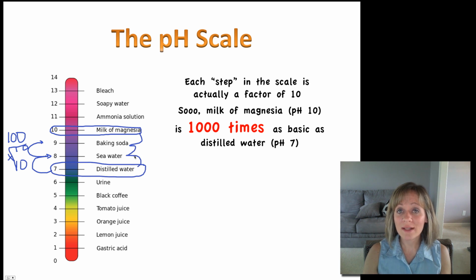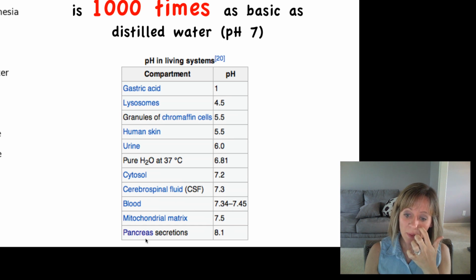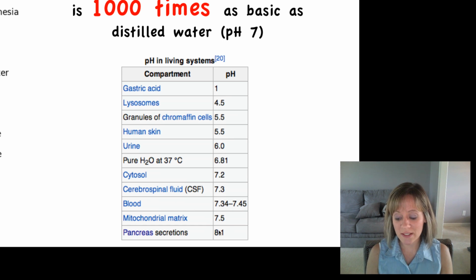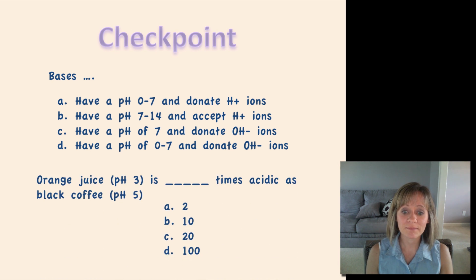So we go up 1, and that's 10. We go up 2, that's 100. We go up 3, and that's 1,000 times as basic. Here's just a real quick chart of some other pH levels in our body. Your human skin is slightly acidic, 5.5. So is your urine at 6.0. Blood, like I said, is a little bit basic. Your pancreas secretions are also a little bit basic. And here's your last checkpoint, so you can just click right on it.